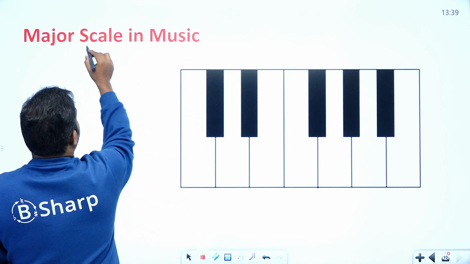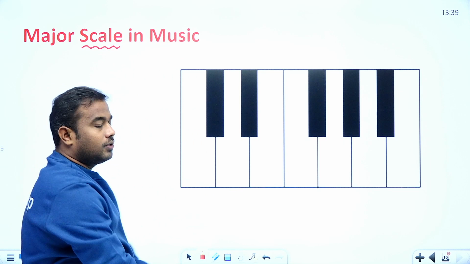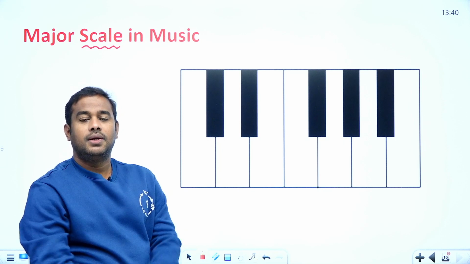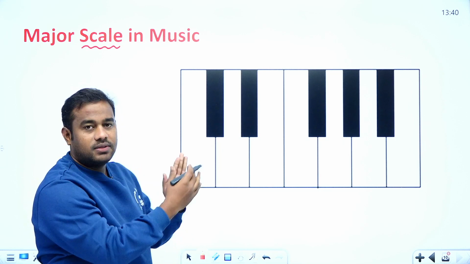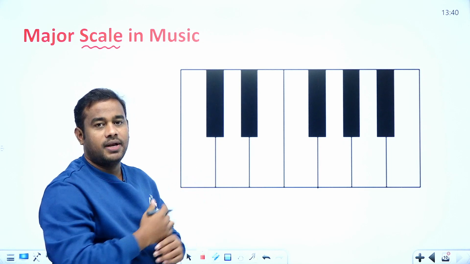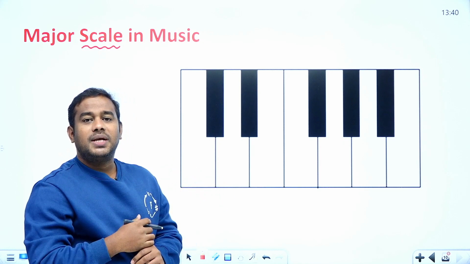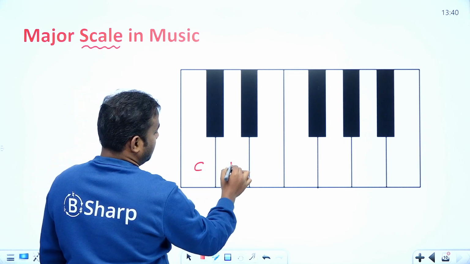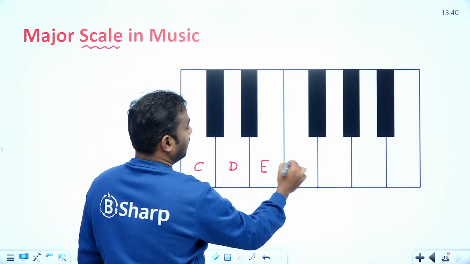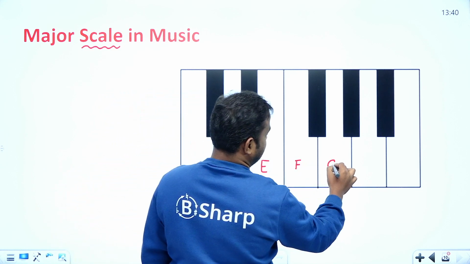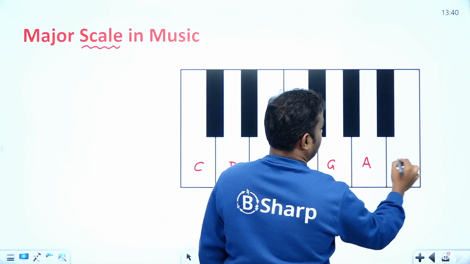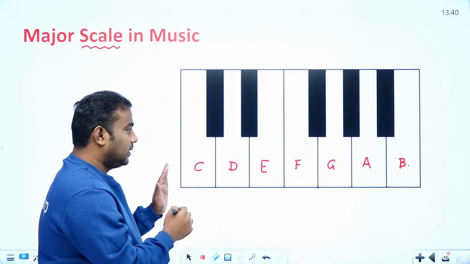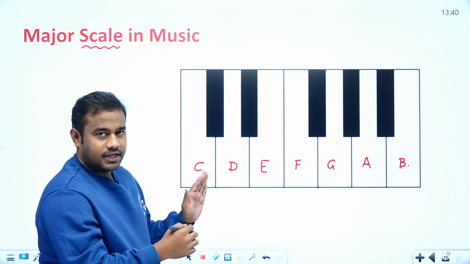First of all, you should understand the term, what do you mean by a scale, okay? A scale is a sequence of arrangement of keys in music where, when you play the keys in a sequential manner, you will get a pleasant sound. For example, this is C, this is D, this is E, this is F, this is G, this one is A, this one is B. These are the white keys, and these white keys are given names, isn't it?